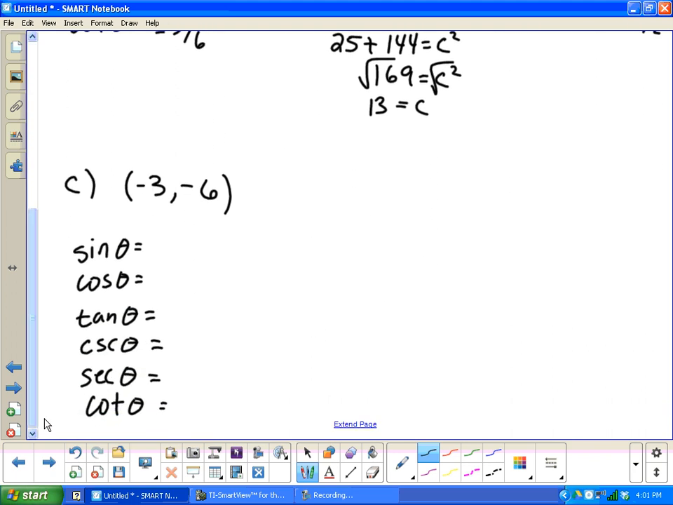Darn, I was hoping there wasn't a C. All right, on C, let's draw this one out. So we're going to negative 3, so negative 3 and then negative 6, way down there somewhere. So negative 3, negative 6 is going to be somewhere in the third quadrant. Let me draw my triangle now and form a right angle with the x-axis and the theta angle with the origin. Now, to get to that point there, negative 3, negative 6, we go left 3 and then down 6.